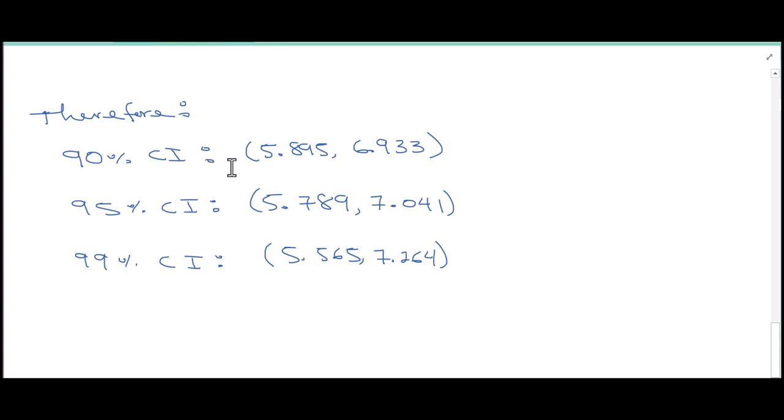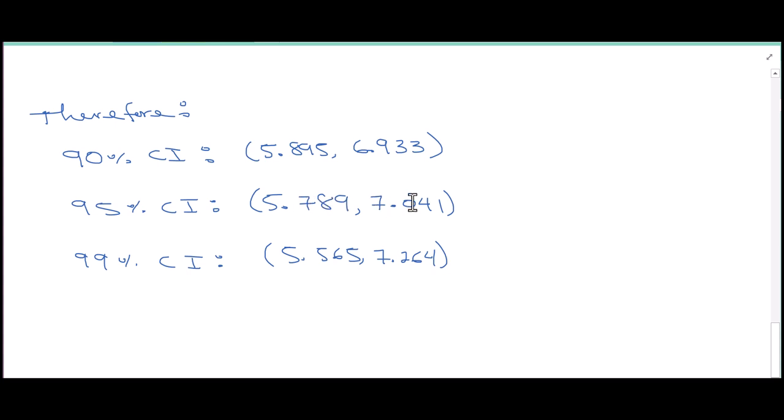Notice the 90% confidence interval is 5.895 to 6.933. What this means is that based on our sample, we think with 90% confidence that the population parameter, the average hours slept by all ARC students, is between 5.895 hours and 6.933 hours. Now, what if we increase our confidence? The 95% confidence interval now is 5.789 and 7.041. So what happened to our interval?